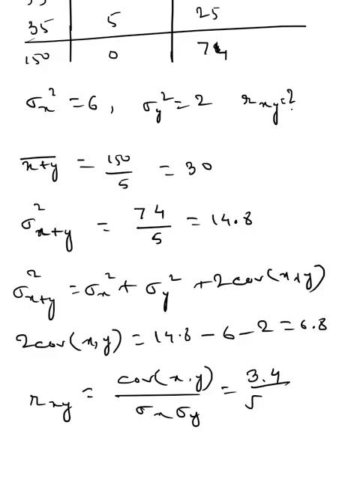Correlation coefficient r xy equals covariance xy divided by sigma x sigma y, so 3.4 divided by root over 6 root over 2. You get 0.9815. This is your answer. Thank you.